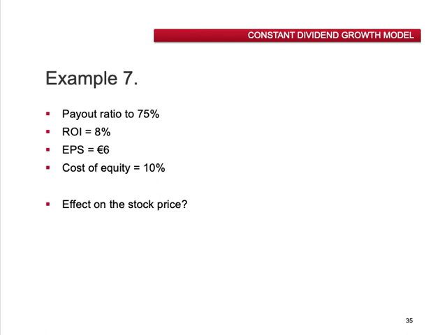Let's have a look at the last example of this video, number 7. Suppose Nike, from the previous example, decides to cut its dividend payout rate to 75% to invest in new stores, as in the previous example. But now suppose that the return on these new investments is 8% rather than 12%. Given its expected earnings per share this year of €6 and its equity cost of capital of 10%, what will happen to Nike's current share price in this case? Good luck.